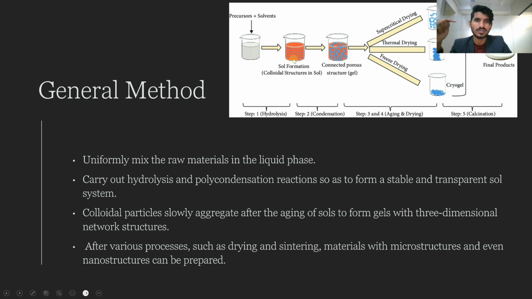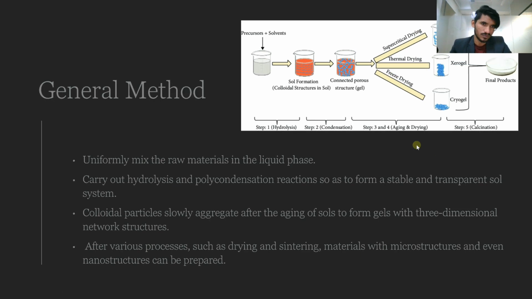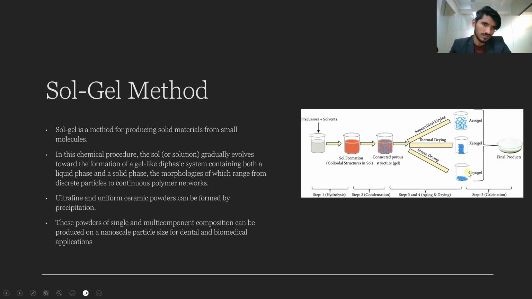The next thing you have to do is just leave it for some time, and this sol will aggregate after aging to form this three-dimensional gel. This gel network will be composed of solid particles as well as liquid, so this phase will contain both the solid phase and the liquid phase. After different processes like freeze drying, thermal drying and supercritical drying, the final product will be formed. Through freeze drying, the cryogel will be formed. Through thermal drying, the xerogel will be formed, and through supercritical drying, the aerogel will be formed.